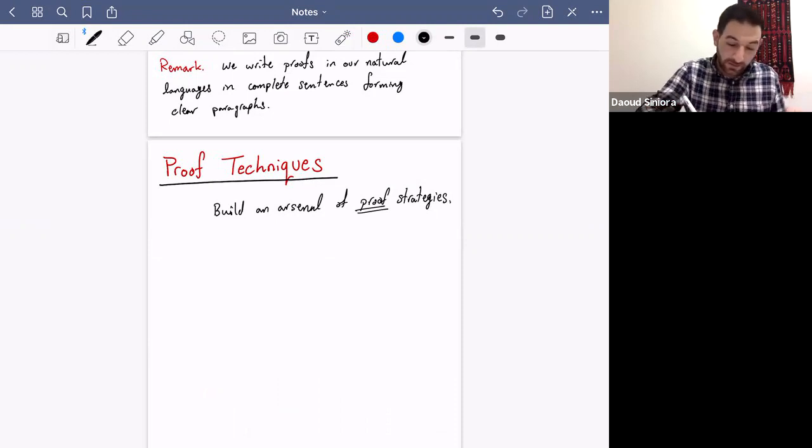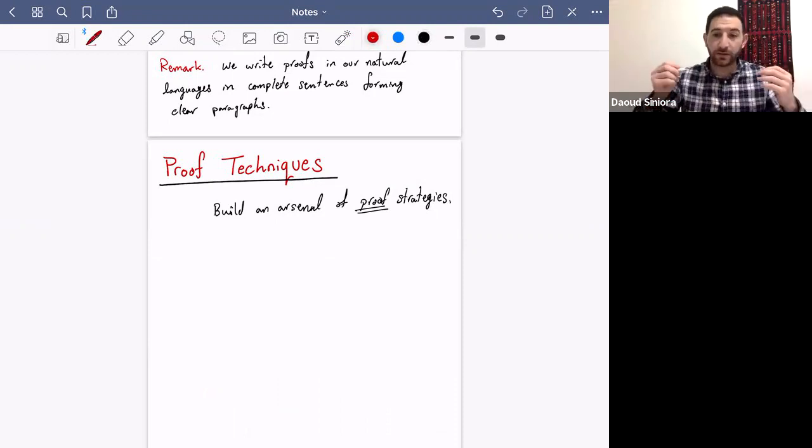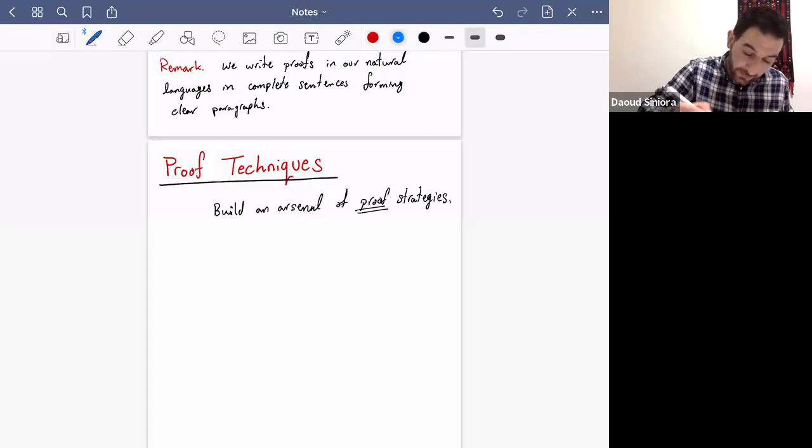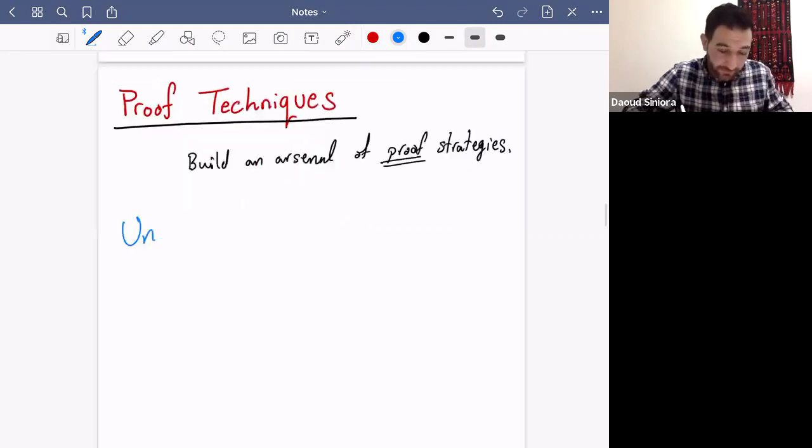And what is the idea? The idea is that we need to understand the statement that we want to prove to begin with, and then we start thinking about its proof. So it's important to understand the logical structure of the statement that we want to prove. Let me illustrate. So the first technique we will use is to prove universal statements.